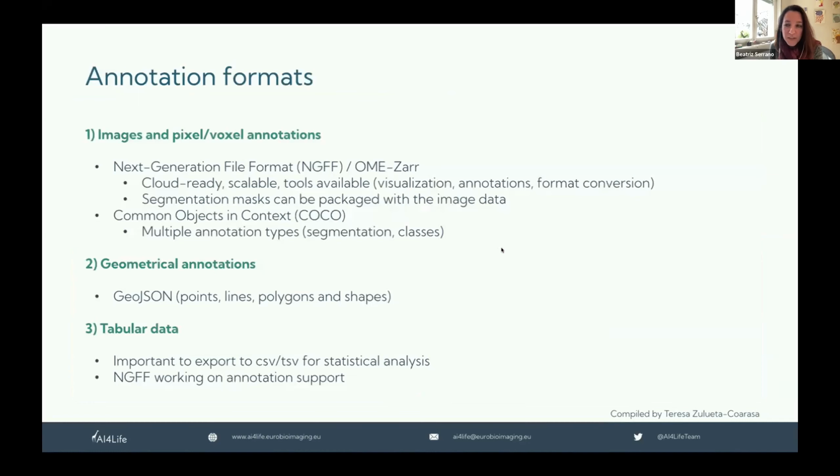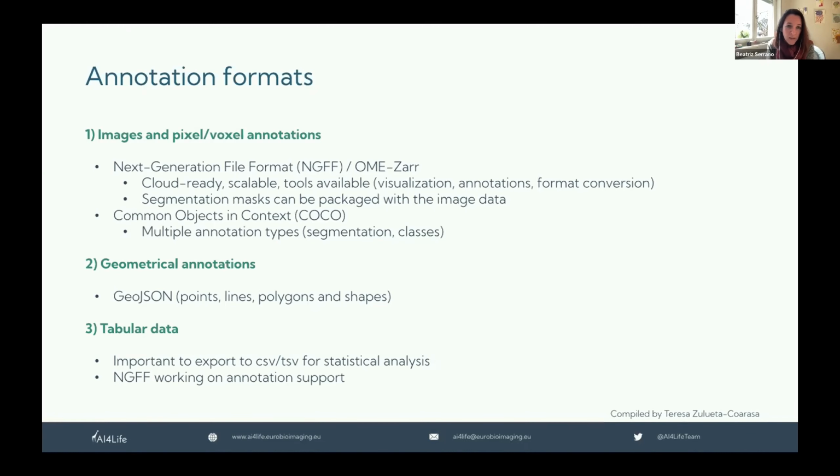But all of this has to fit into a file, right? So we need to store this metadata that needs to fit into a file. And there were many formats discussed there, but the winner in the discussion seemed to be OME-Zarr. You will hear more about this from Bugra later on. This is basically a format that was also mentioned before, that is cloud ready, so it scales, which is very interesting for the large amount of data that we are talking about. And there are already tools that are available for visualization, annotation, and so on. Also, it's possible to have the segmentation mask packaged together with the image setup, which is also very useful in terms of accessibility.